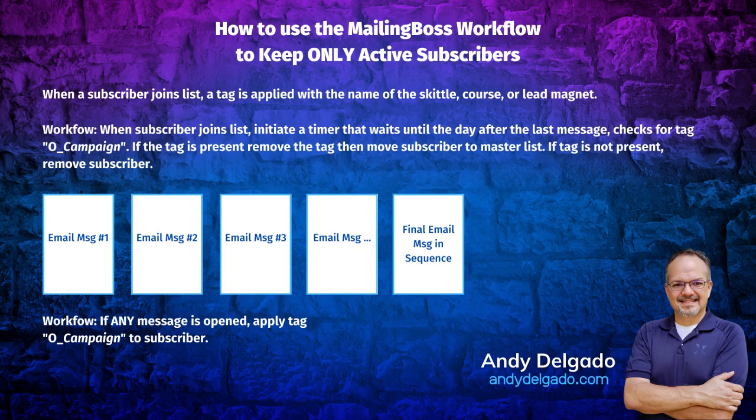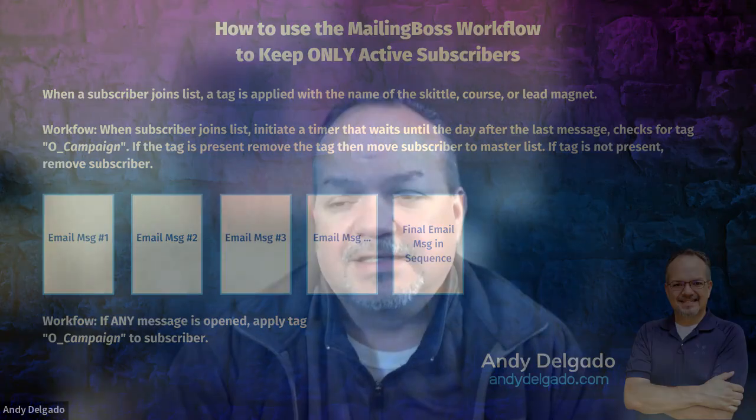If that tag is present, remove the tag and move the subscriber to your master list. If it's not present, then we're going to remove the subscriber. We want to apply the next workflow where it says if any message is open, apply the tag O_campaign name to the subscriber to every single message in the list.